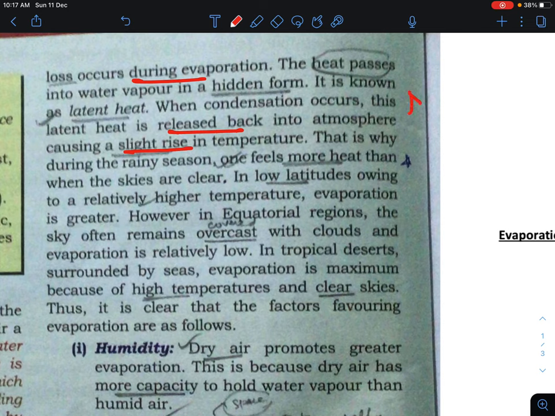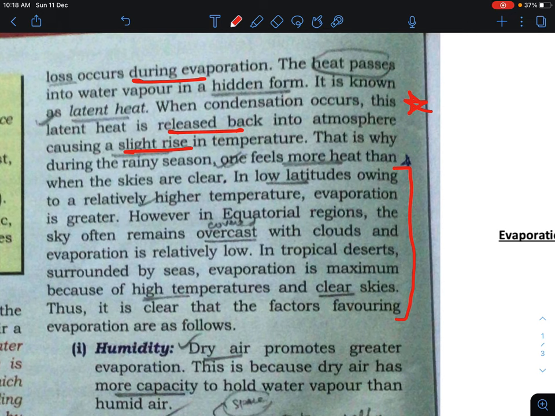Very important. When condensation occurs, the latent heat energy, about 600 calories, is going to be released from 1 gram of water. So a huge amount of energy is released back into the atmosphere, causing a slight rise in temperature. This is why during the rainy season one feels more heat than when the skies are clear. It is saying that most people feel more heat as compared to when the skies are clear.